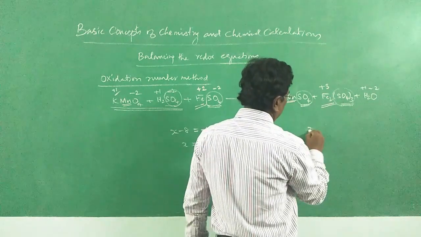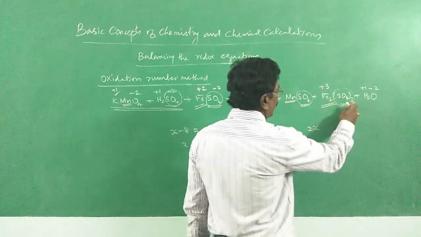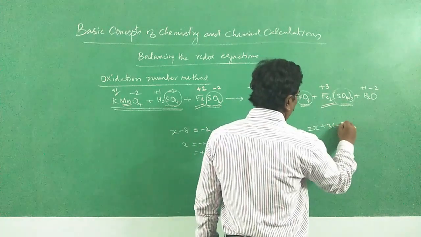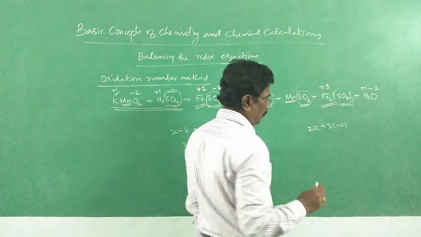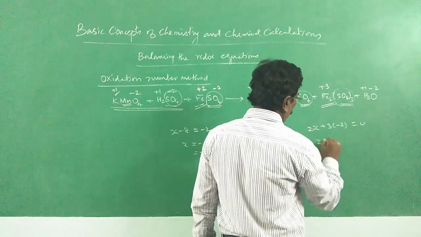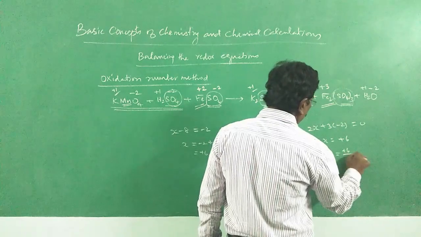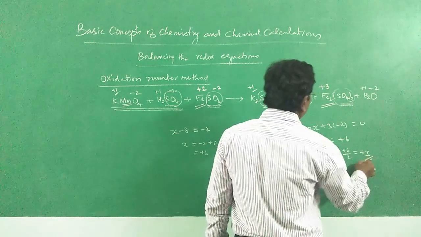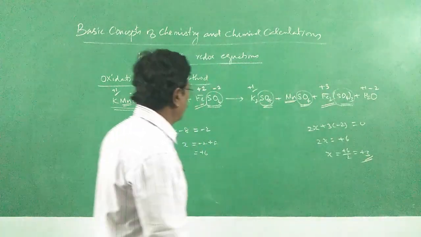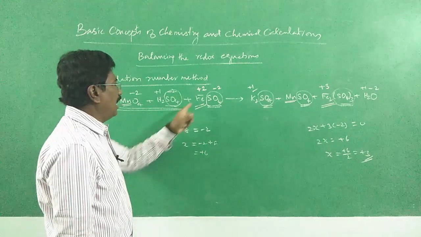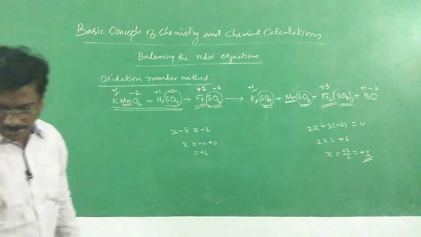2 into X for iron. Here 3 into -2 for sulfate on the whole is equal to 0. Therefore 2X is equal to +6. X is equal to +6 by 2, which is +3. So oxidation state of iron is +3. Here it is +2. Iron from +2 is oxidized to +3. Alright?